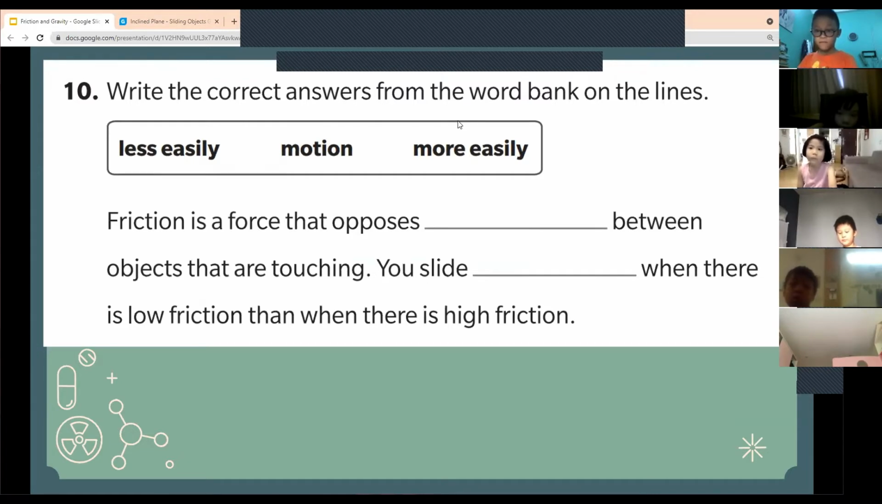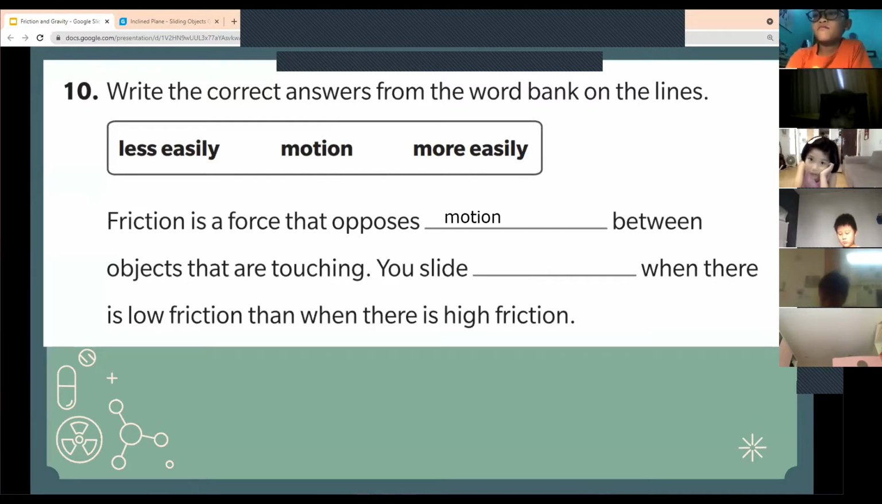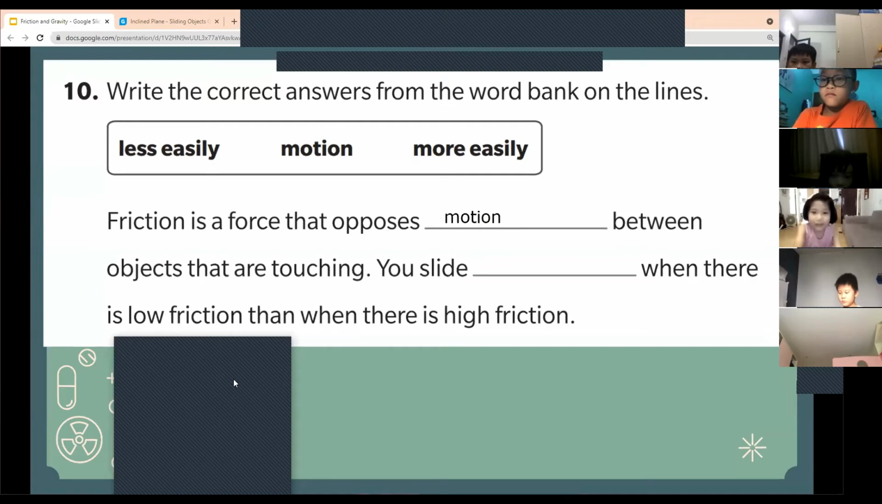Friction is a force that opposes motion between objects that are touching. Thank you. Remember the word oppose means works against. It works against motion, okay? If something is moving, friction is going to try to stop it. Okay, Moon, can you read our second sentence? You slide more easily.